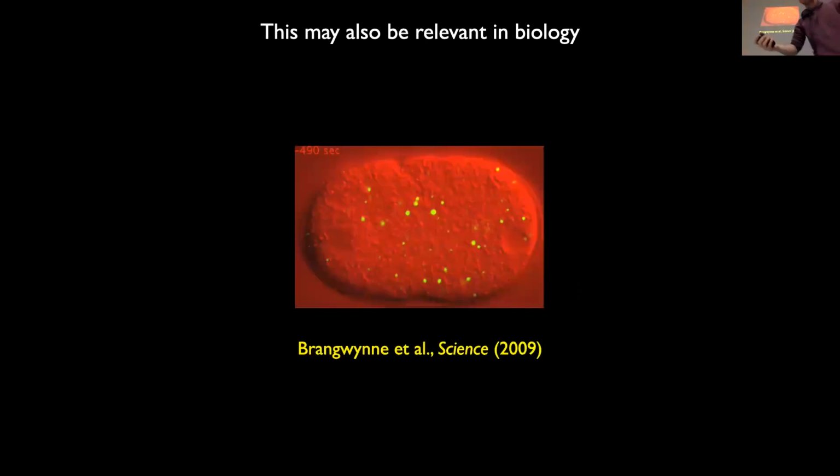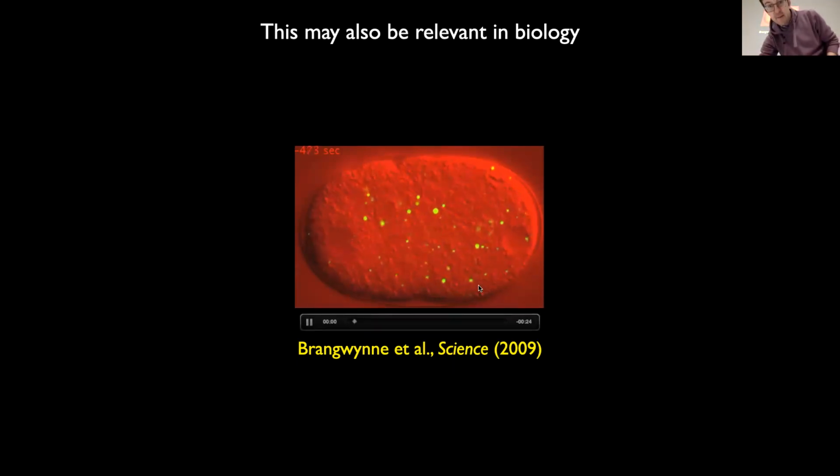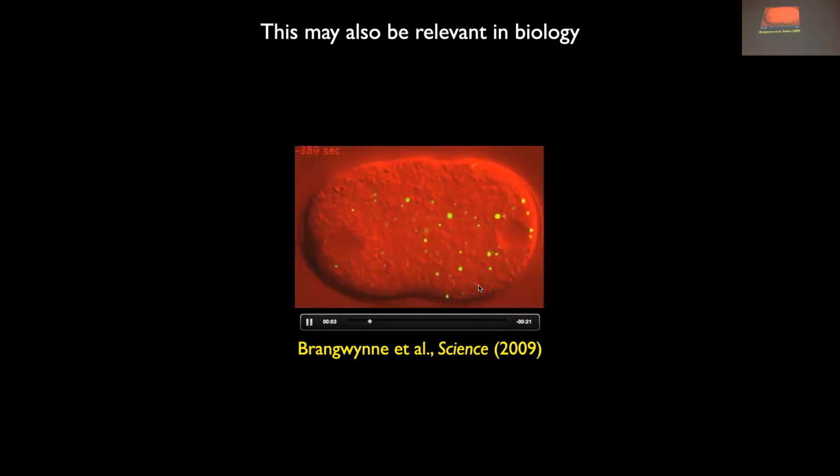So this is probably the most famous example of these protein droplets in a cell that's about to divide. And the green dots here are P bodies, so protein droplets essentially inside of the cell. And you can see that the cell has pretty good control over where these are.